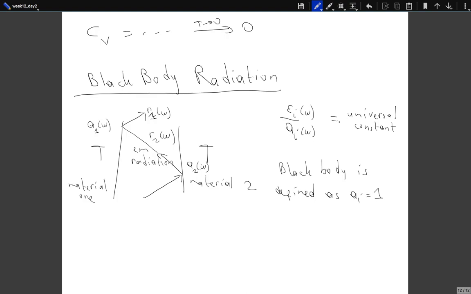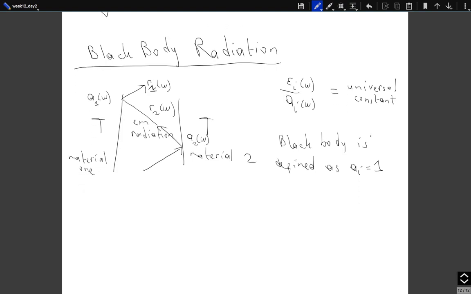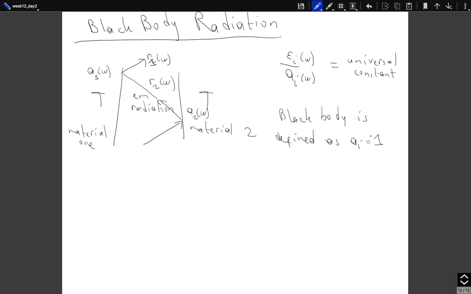And since this ratio is a universal coefficient, independent of the material that you are using, that coefficient is also independent of how you create the material. So basically, if you create some material which just absorbs everything that falls onto it, that is what we call a black body.